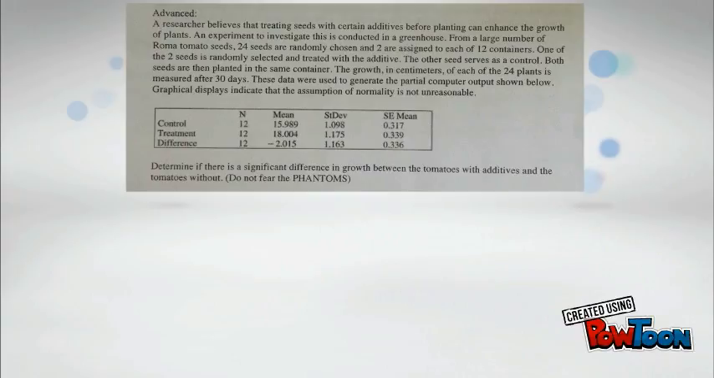Graphical displays indicate that the assumption of normality is not unreasonable. Here you see it gives us the number, mean, standard deviation, and standard error of the control, treatment, and difference between the 2 groups. Now, determine if there is a significant difference in growth between the tomatoes with additives and the tomatoes without using the data above.